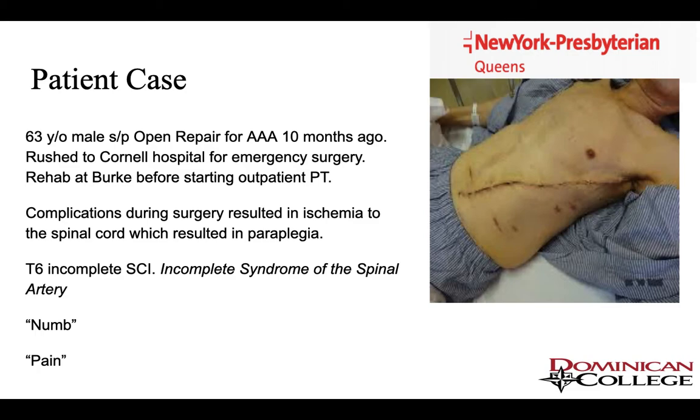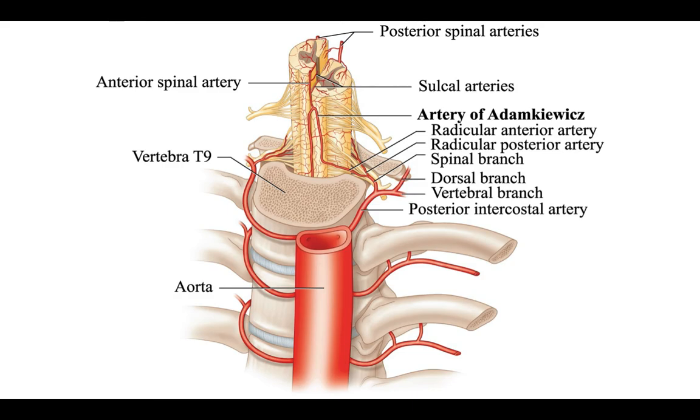So what ended up happening was he had complications during the surgery, which resulted in ischemia to the spinal cord, and that resulted in paraplegia of both legs. The reason I bring this up is because I want to emphasize the relationship between the circulatory system and the nervous system. They're very integrated. The way that your spinal cord receives blood is through the abdominal aorta. Well, a lot of the aorta, but particularly in this case, the artery of Adamkiewicz comes off of that vessel, and it supplies blood to the anterior spinal cord.